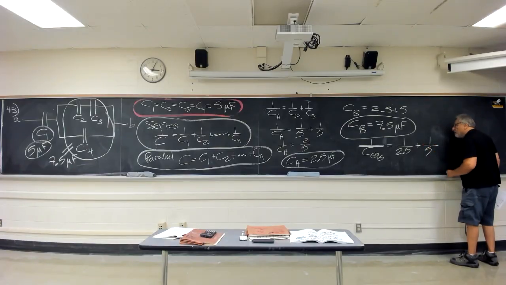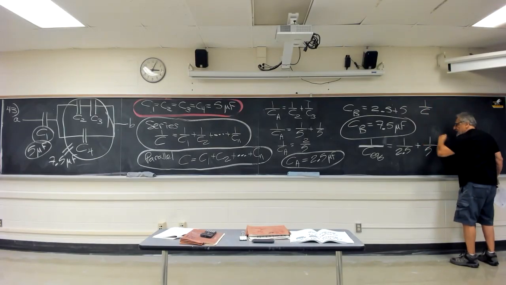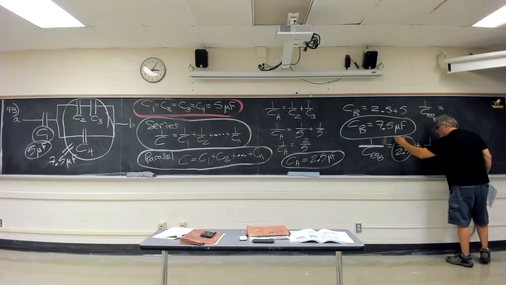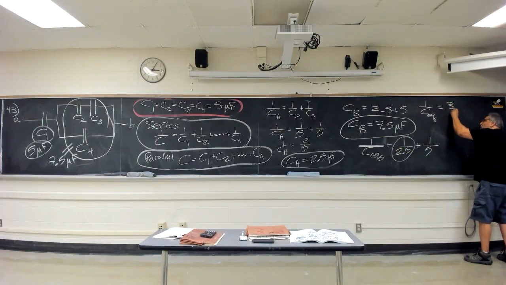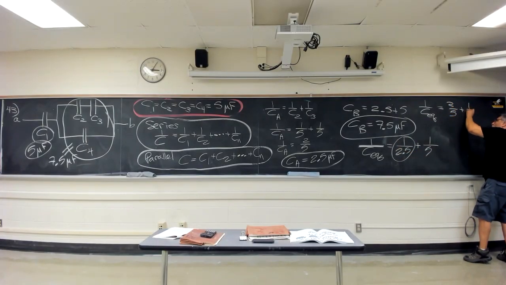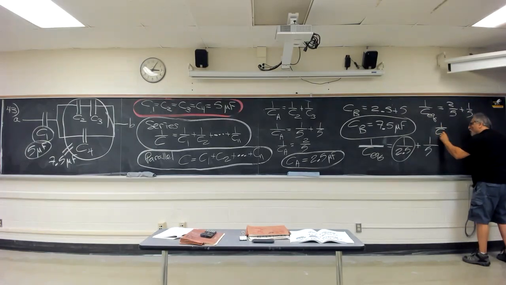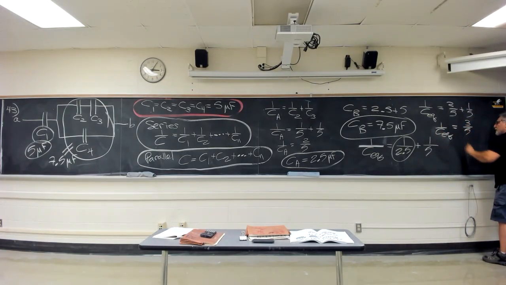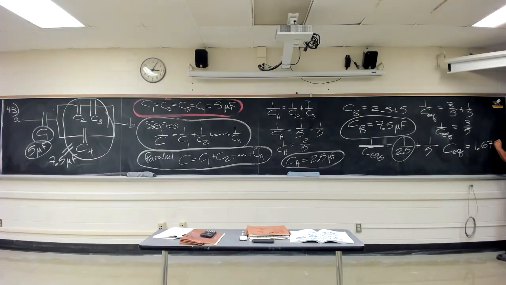You got this right here, 1 over C EQ. Multiply this by a special 1 called 2 over 2, you get 2 over 5, 1 over 5 here. 1 over C EQ, this is 3/5. Get the reciprocal. You get 1.67, 1.66 going on forever, microfarads.